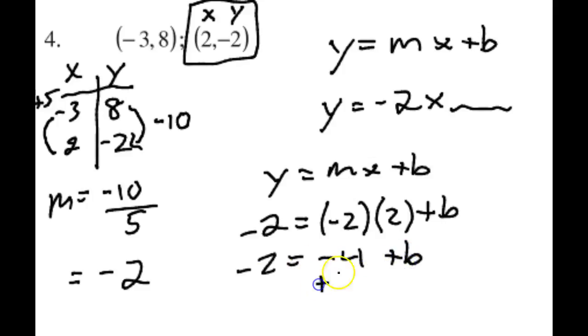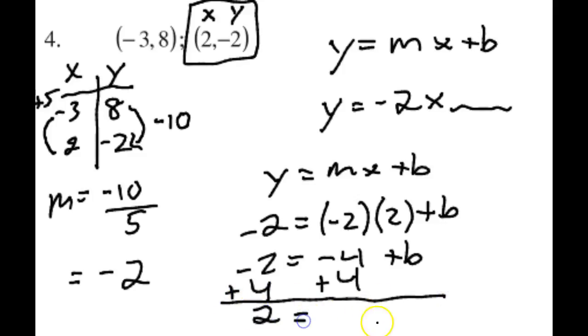I'm going to add 4 to both sides. So we'll get 2 equals b. So my final equation would be y equals negative 2x plus 2.